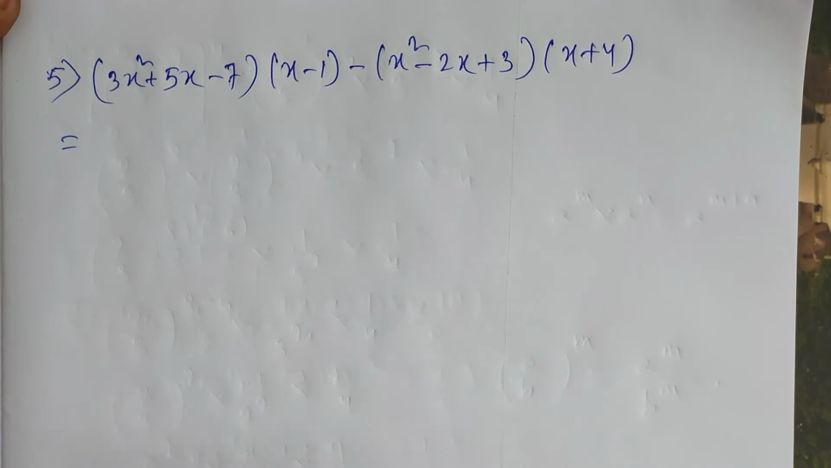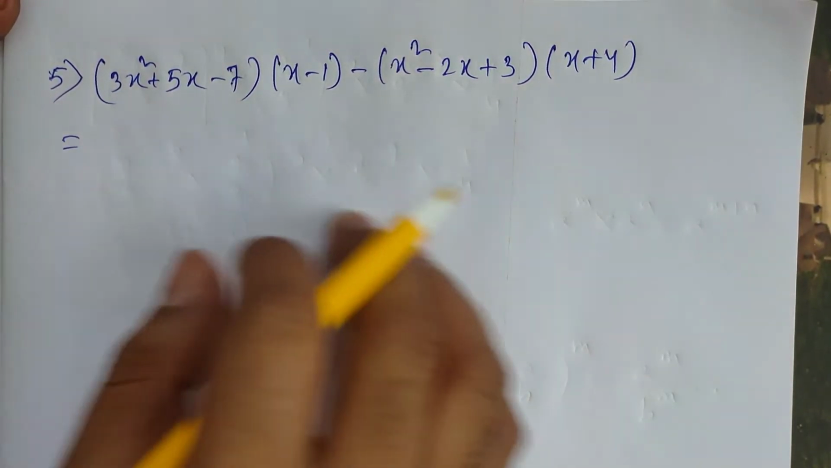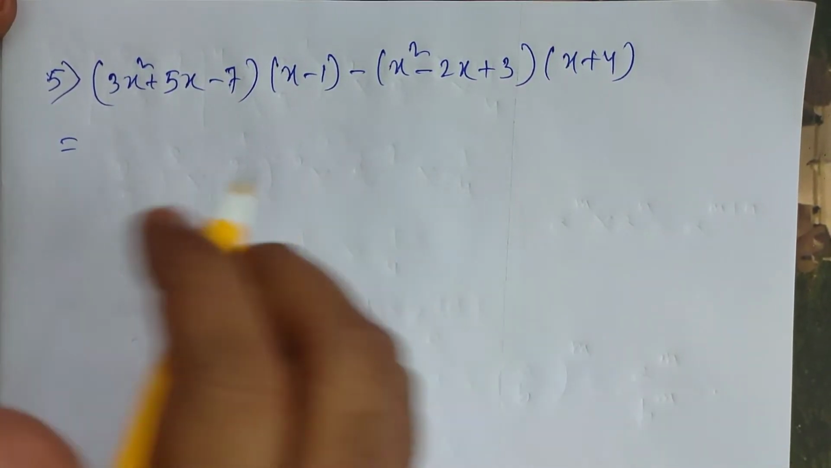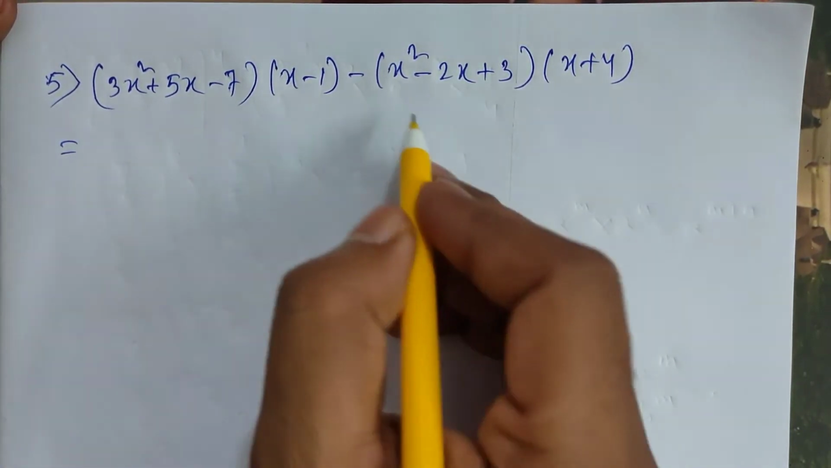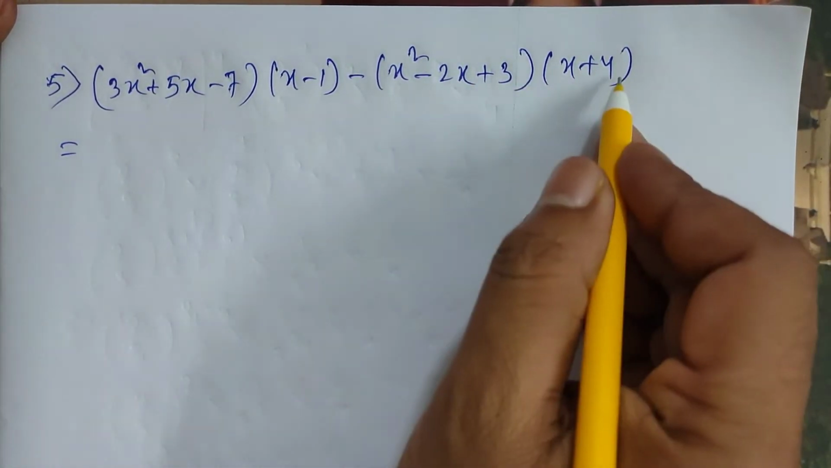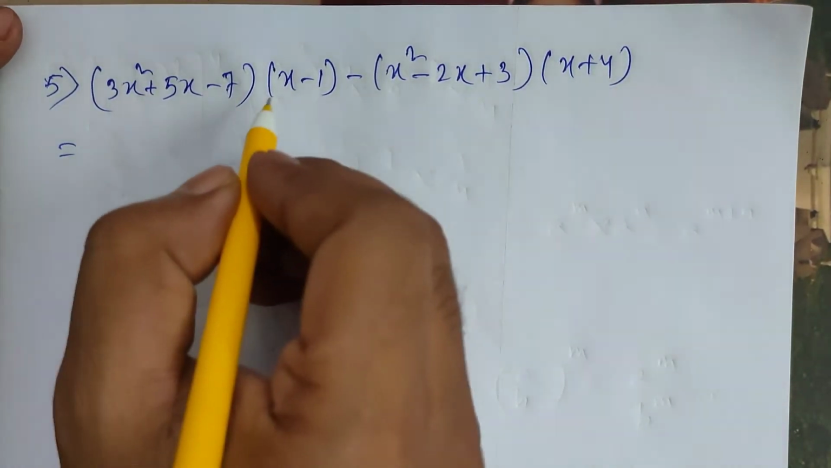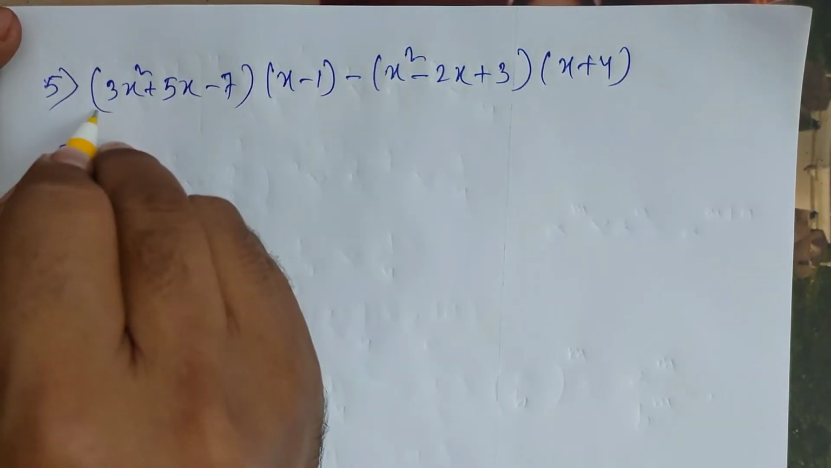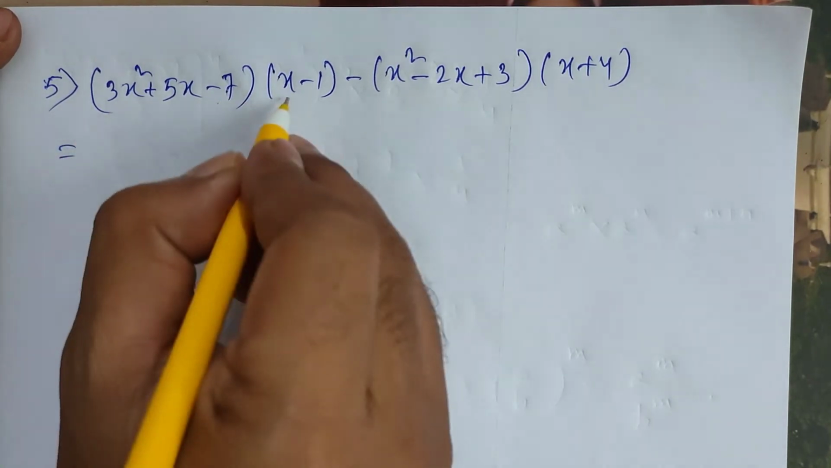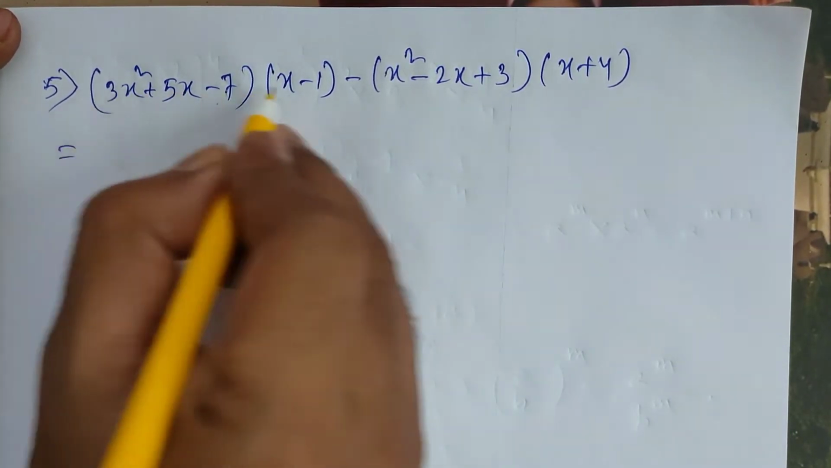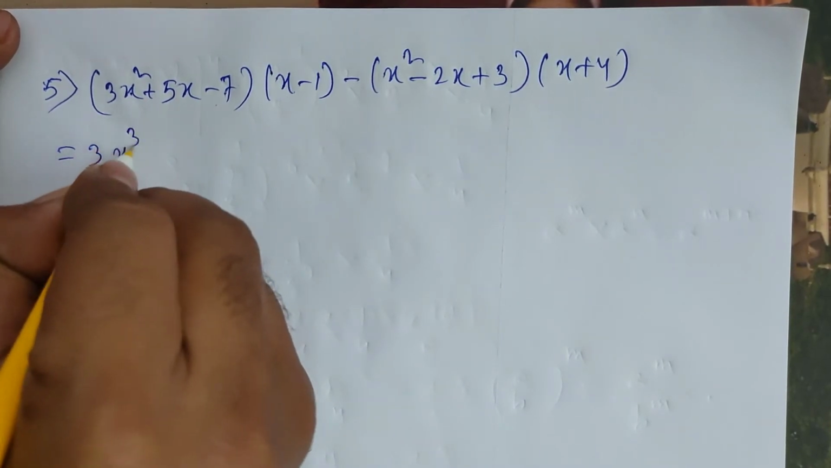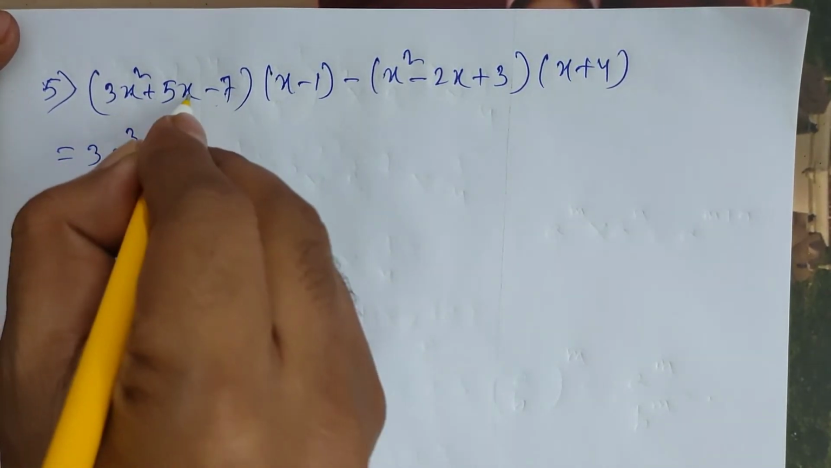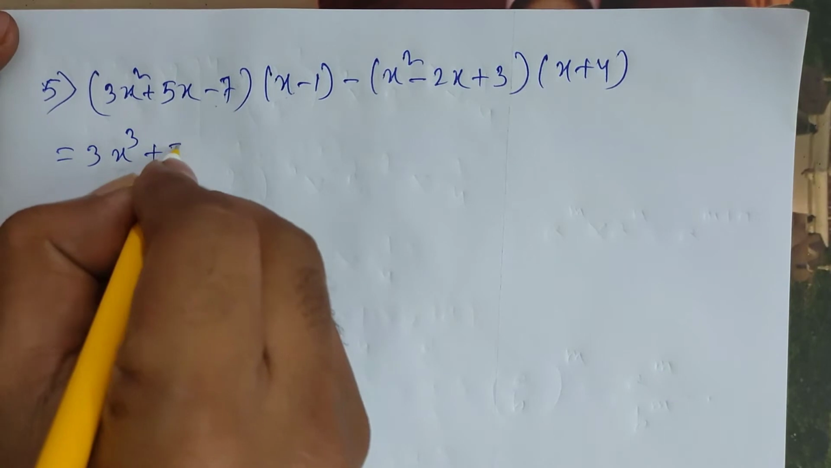Now question number 5. This is the last question of question number C part. 3x square plus 5x minus 7, into x minus 1, minus of this one multiply this one. So how can you simplify? At first we need to multiply these full 3 terms by x. So it will be 3 into x square, x cube, plus 5 into x, that means 5x square.